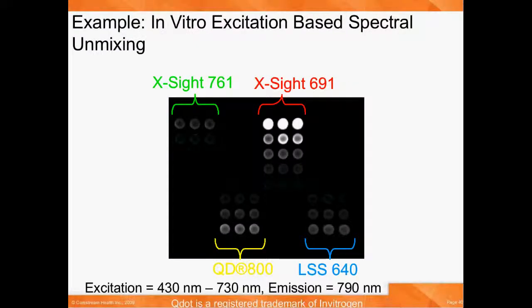The first example is a trivial one, which is to deconvolute multiple fluorophores in vitro. Here, we have our Excite 761, 691s, and large Stokes shift dyes, and Invitrogen's quantum dots, all arrayed on a 96-well plate in various dilutions. If one just looked at this image, there's no way to tell which probe is which unless I have it labeled.